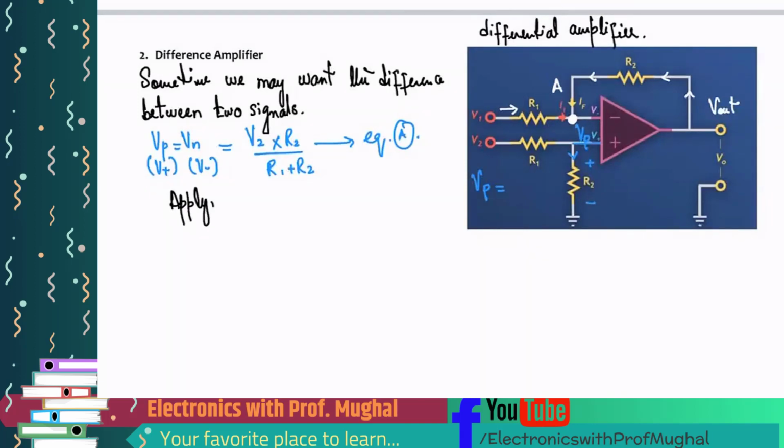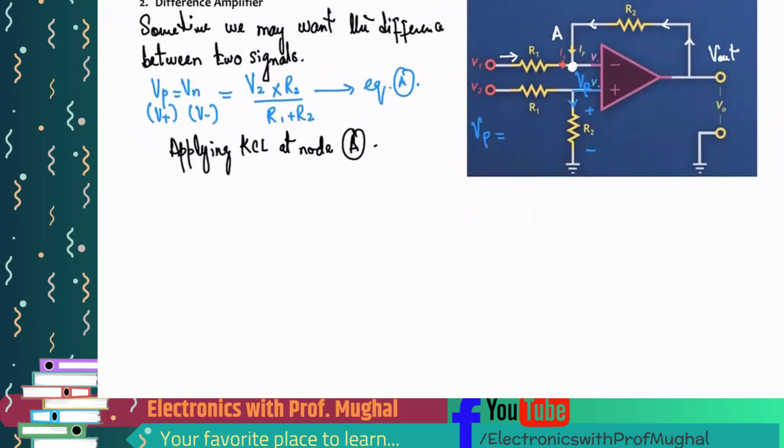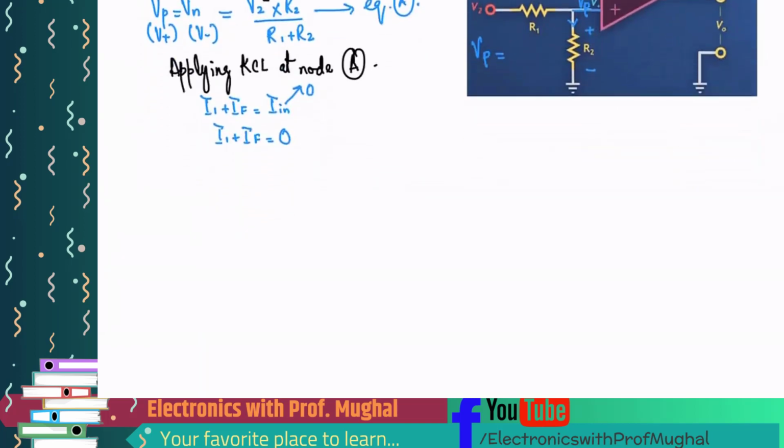It'd be I1 plus IF minus IN equals 0. Correct. So you said I1 plus IF equals IN, right? And because we know IN is going to be 0, I can just write I1 plus IF equals 0, correct? Right?